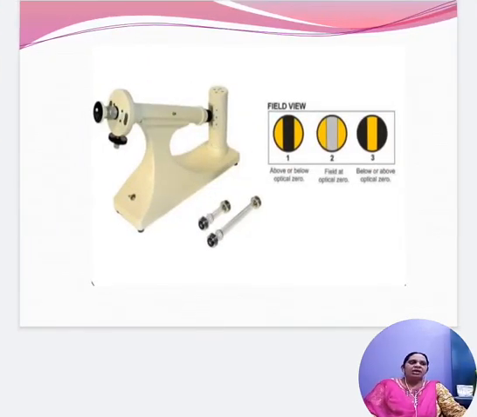So this is the optical instrument, and these two lower tubes are called the sample tubes. For different amounts of sample, you can use different types of tubes. This is the appearance of your polarimeter, and in the field view through the eyepiece, you can observe the different patterns. Above or below optical zero, it appears as a dark patch in the middle.